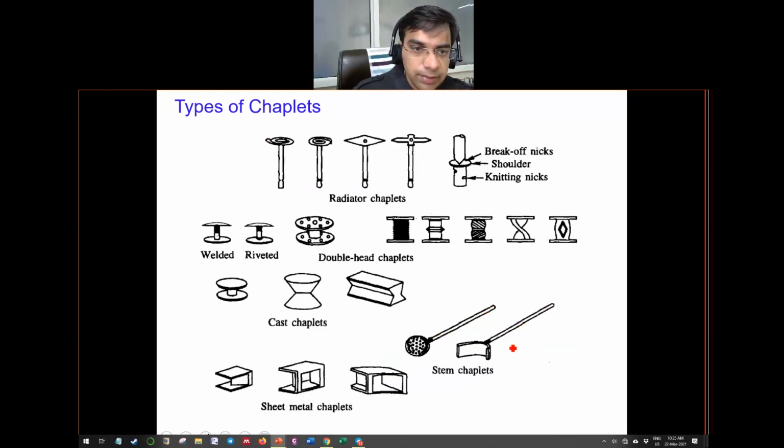These are also available in a wide range of sizes and shapes, depending on the application. You will see here that we have different types of chaplets, like radiator chaplets, double-headed chaplets and so on. Based on their shape, they have been given different names, and different types of chaplets are useful for casting different types of products. Depending on the requirement, we can select the appropriate chaplet.